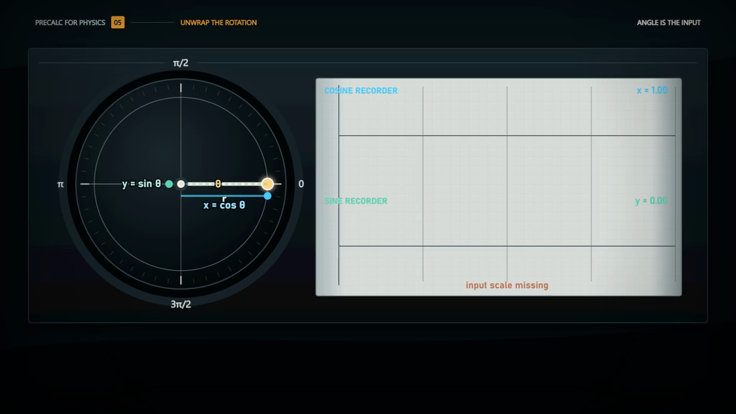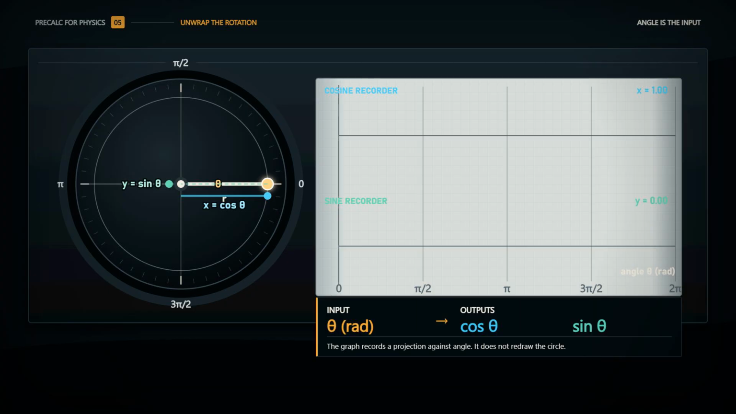Bring the recorder back. Its blank horizontal axis can now inherit the circle ruler. 0 marks the starting ray. Pi over 2 marks a quarter turn, pi a half turn, 3 pi over 2 3/4, and 2 pi 1 complete turn.